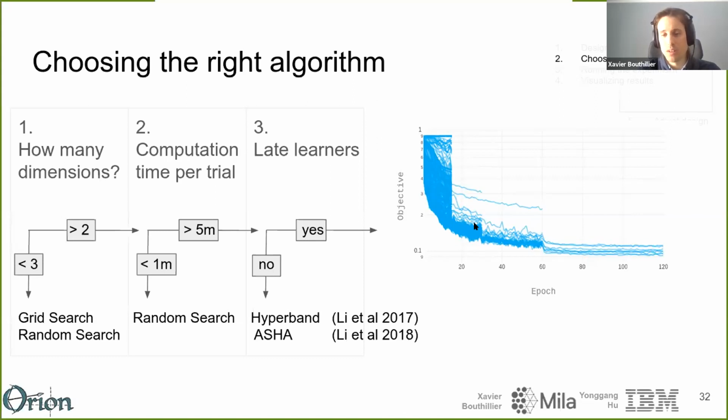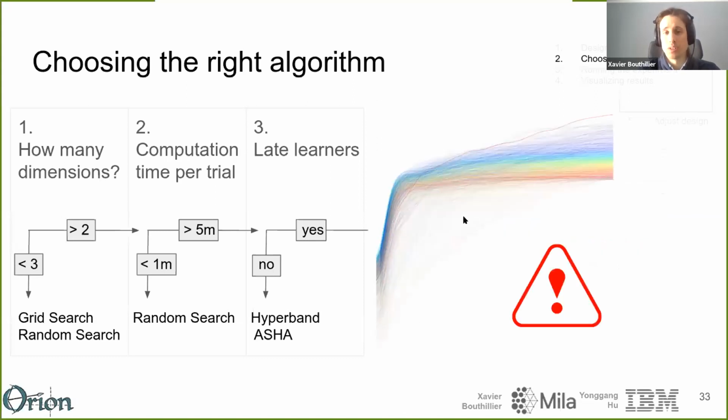But this is a bit dangerous in some cases, because if you have a late learner, then you will stop a trial that seemed to be bad at the beginning, but would have been one of the best if you had trained it till the end. In this example, the x-axis, again, is the epoch, and the y-axis is the objective, but this one is reversed, so the higher the better. Each line, again, is a training of a different model, from blue as the best to red as the worst. I put the best one in bright red here, the one at the top.